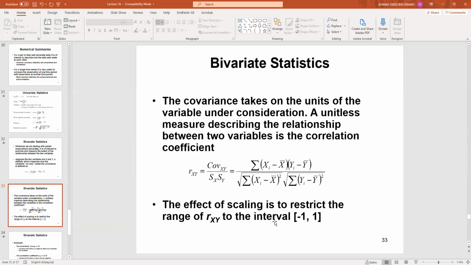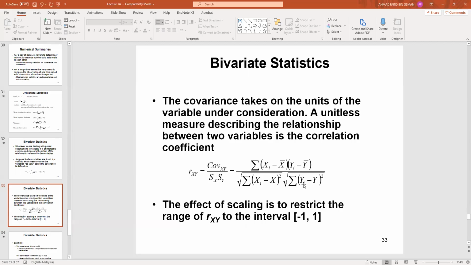So in order to know the strength of the relationship, you need to use what we call correlation. A unitless measure describing the relationship between two variables, meaning that it does not depend on units, is the correlation coefficient, which is given by this formula. So the effect of scaling is to restrict the range of correlation to the interval -1 to 1.